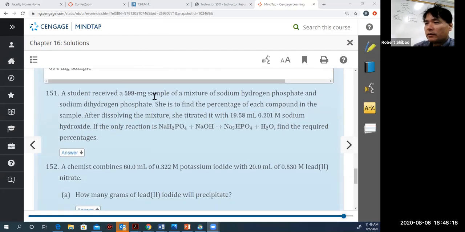A student received a 599 milligram sample of a mixture. Okay, again, another mixture. This previous problem was a mixture problem. And so here we have another mixture problem of sodium hydrogen phosphate and sodium dihydrogen phosphate. She has to find the percentage of each compound in the sample. After dissolving the mixture, she titrated it with 19.58 milliliters of 0.201 molar sodium hydroxide. If the only reaction is the sodium dihydrogen phosphate plus sodium hydroxide yields sodium monohydrogen phosphate plus water, find the required percentages.